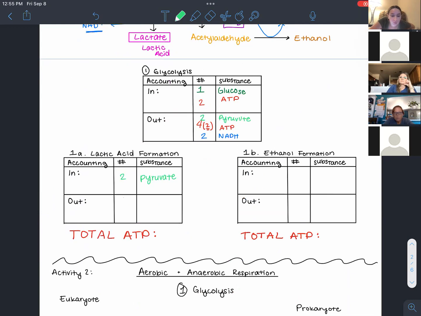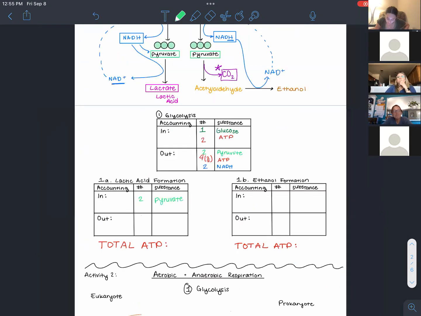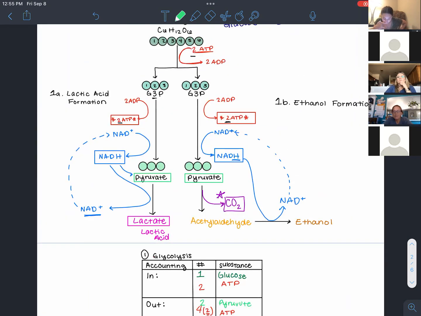In fermentation, are the final electron acceptors organic or inorganic molecules? In fermentation, they're organic.